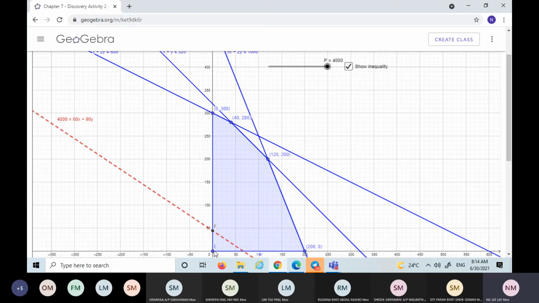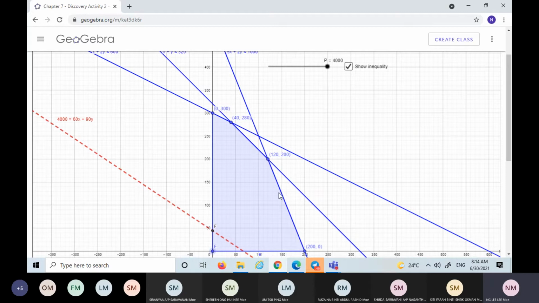Okay, so it will be 0, 0 actually if it is the minimum cost. For this case you look at the region. The intersecting points, or the vertices, we have this point E here, and this point 200, 0 here, and then 120, 200 this point, and then 40, 280 this point, and then 0, 300 this point. Some you can read from the graph drawn.